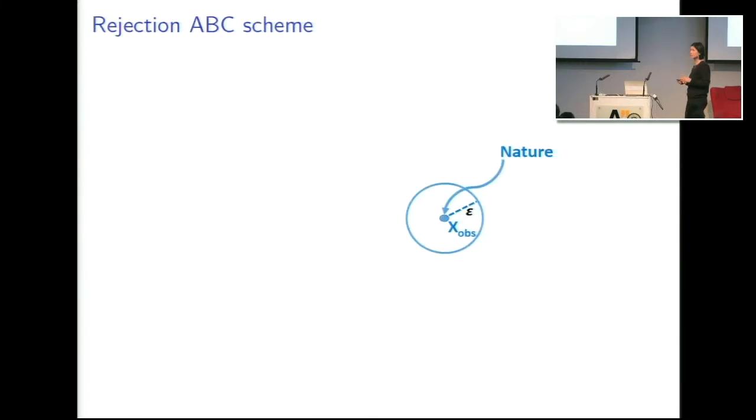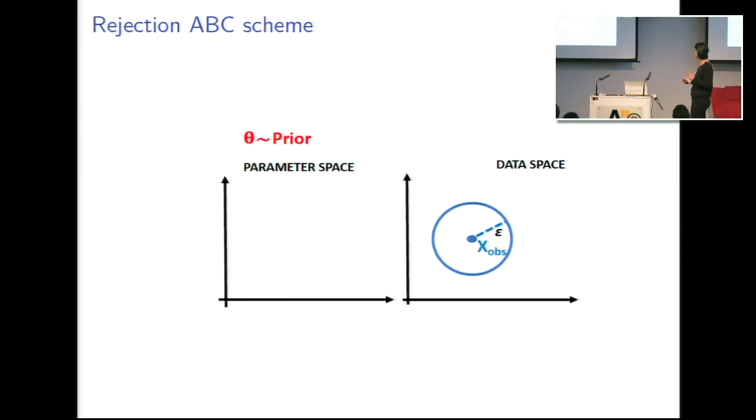Still, this is a cartoon of what ABC does. Nature gives us data, and we draw an epsilon ball around the observed data. So this happens on the data space. Then we have the parameter space. As Bayesians, we have a prior distribution on the parameter space, which is what we think the best values of the parameter are before looking at the data. This is our prior guess, which can even be uniform. You can express some situation of not knowing what is the best value of the parameter.